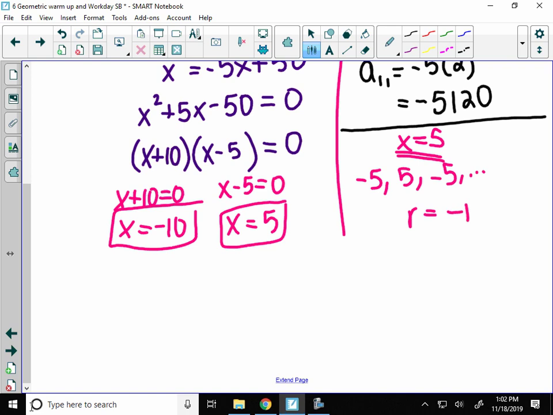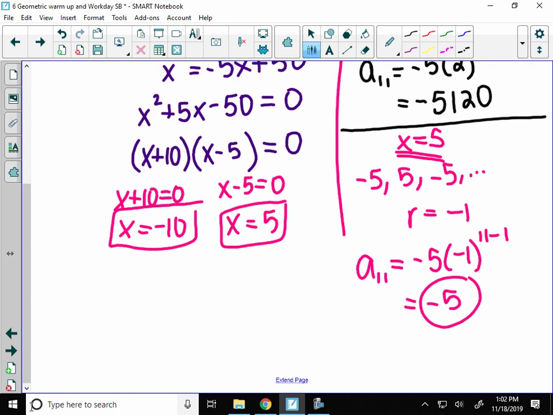So if those are the first three terms of my sequence, what is r? Negative 1. So what happens in this sequence? Negative 5, 5, negative 5, 5, negative 5. So they keep alternating. So we know when we find the 11th term here, it's going to be either 5 or negative 5. We just have to figure out which one. It is negative 5. Okay.